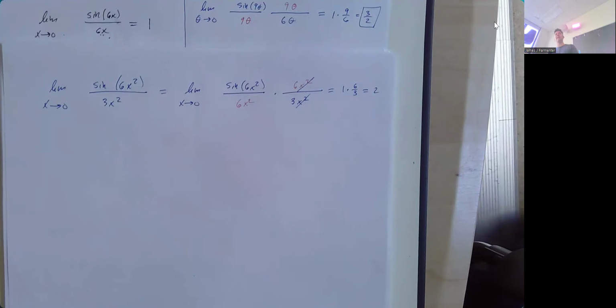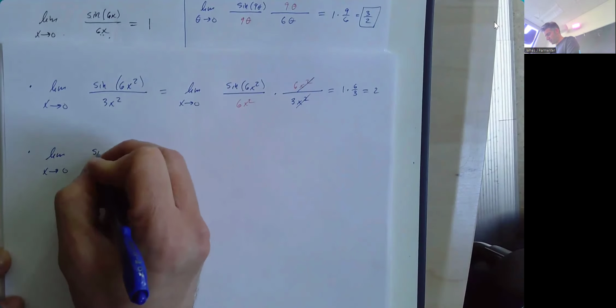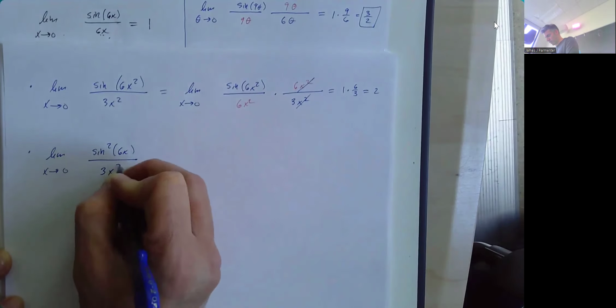Let's look at a slightly different problem that seems like it might be the same, but is actually not. Limit as x approaches 0 of sine squared of 6x divided by 3x squared.